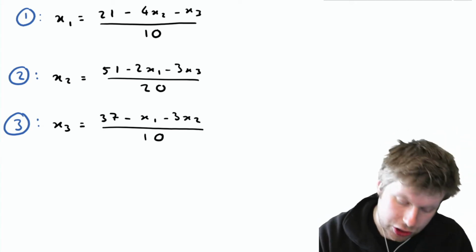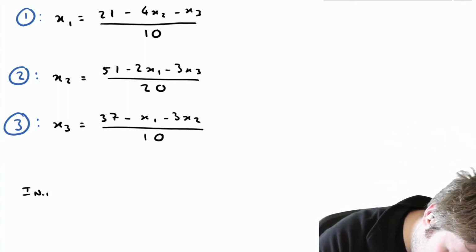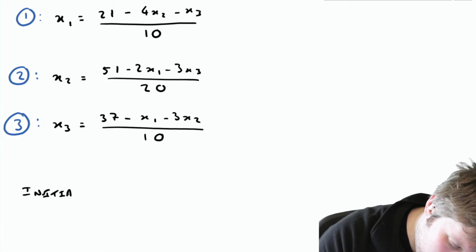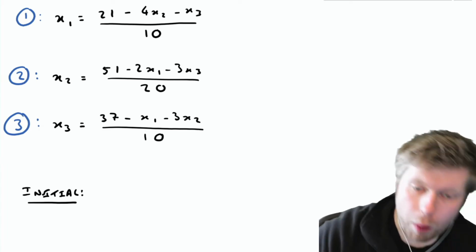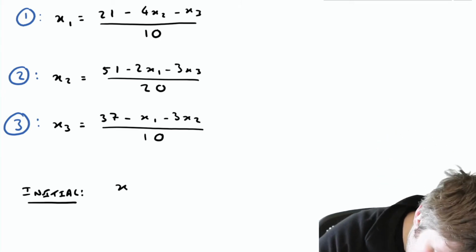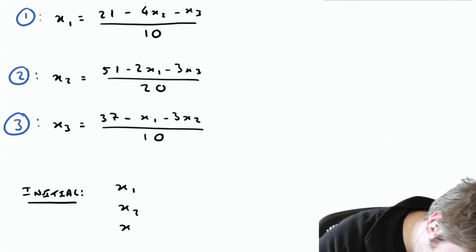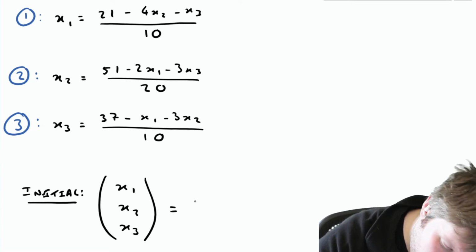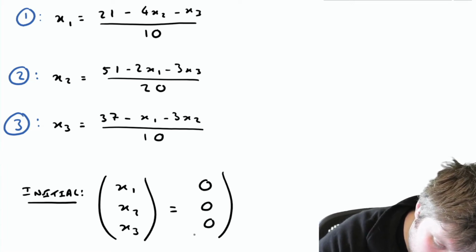So basically I'm going to start off with my initial values. These are kind of my guesses, if you like. Now, at the moment, I have no idea what my initial value should be. I have no idea what my solutions should be. So I'm just going to choose them all to be 0. So I'm going to choose x1, x2, and x3, and I'm going to just choose them all as 0. So 0, 0, and 0.